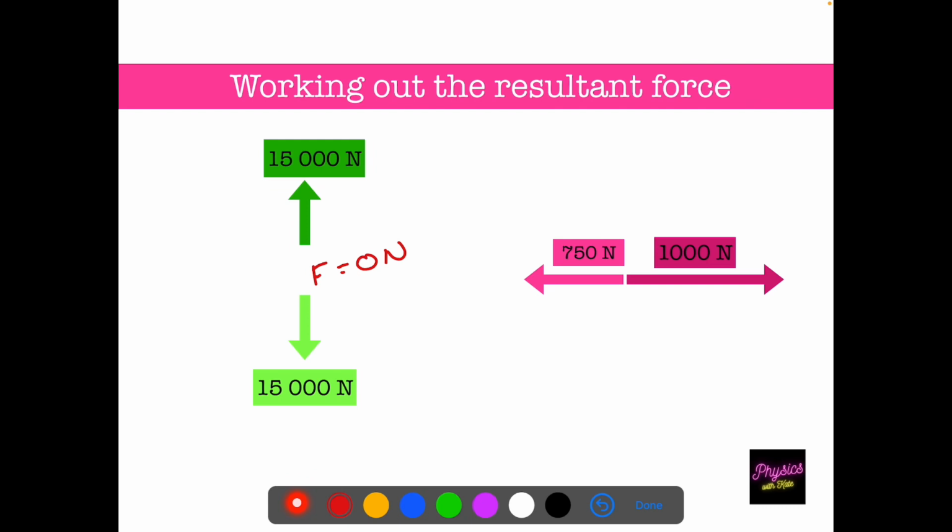Now, if we look horizontally, we've got these 2 forces. They are not the same size. So what we do when that occurs is we take the larger force, which is 1000 newtons here, and subtract the smaller force. So we are going to get the size of a resultant force here of 250 newtons, and then the direction of the resultant force is the direction of the larger force. So it's going to be to the right or forwards.